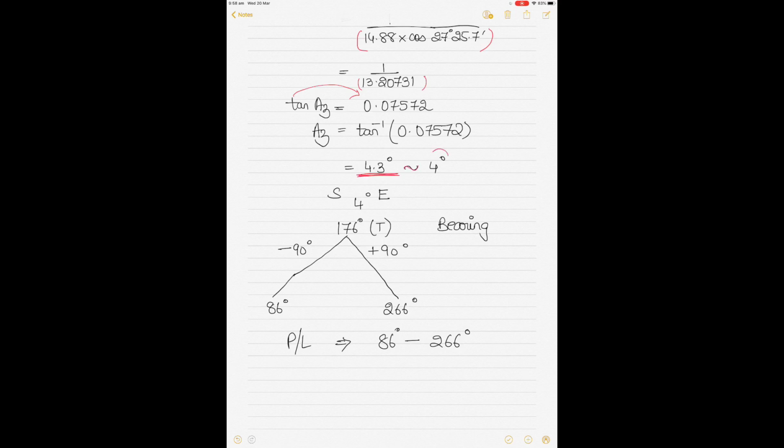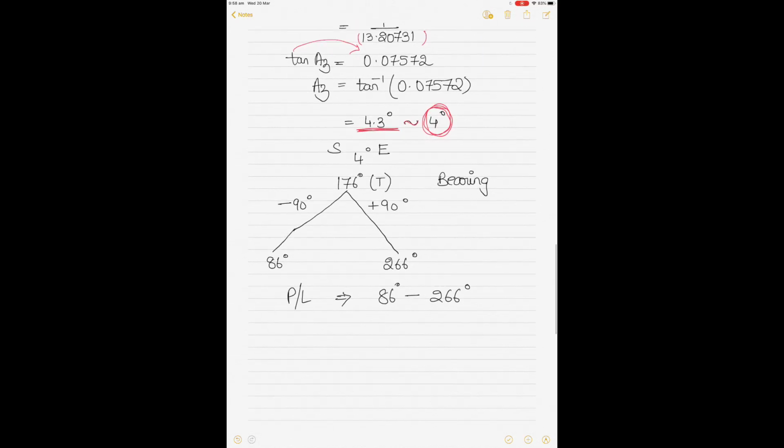I have rounded it off to 4 degrees. Why? Because it's bearing, so I need a round number because I sometimes will need to plot this bearing. If you continue with decimal, that's fine as well. Depends on your lecturer, depends on what he wants in the exam. Please follow your examiner's or lecturer's instructions. But for me, for practical purposes, if I have to plot this bearing, I need a round number. I cannot plot 4.3 on the chart, right?